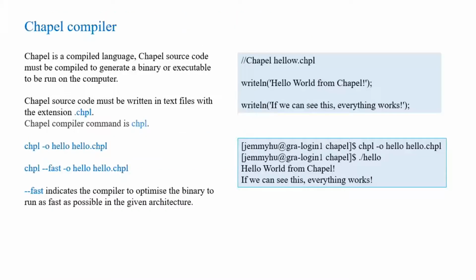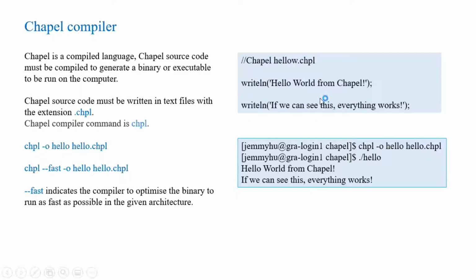So it's a compiled language. Chapel is a compiled language, and Chapel source code must be compiled to generate a binary or executable to be run on the computer. That's because Chapel comes with some built-in variables and high-level system resources, so that is actually available in a compiler and runtime as well. The Chapel source code must be written in text files with the extension .chpl. So the command is chpl.